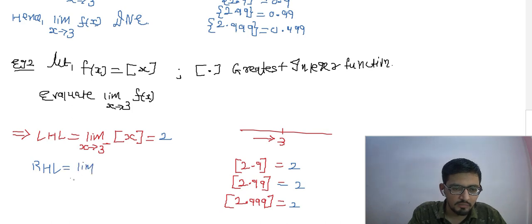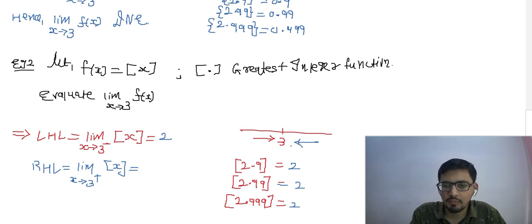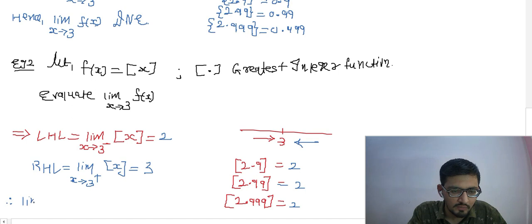RHL, if you see the limit x tends to 3, here also greatest integer function. Now you can understand here, if x is approaching 3 from the right side, for example 3.01, greatest integer 3, 3.001 again 3. That means if x is approaching 3 from the right side, the function is approaching towards 3. So RHL for this function is 3. So LHL you are getting 2 and RHL you are getting 3. So very clearly you can understand here LHL and RHL are not equal.